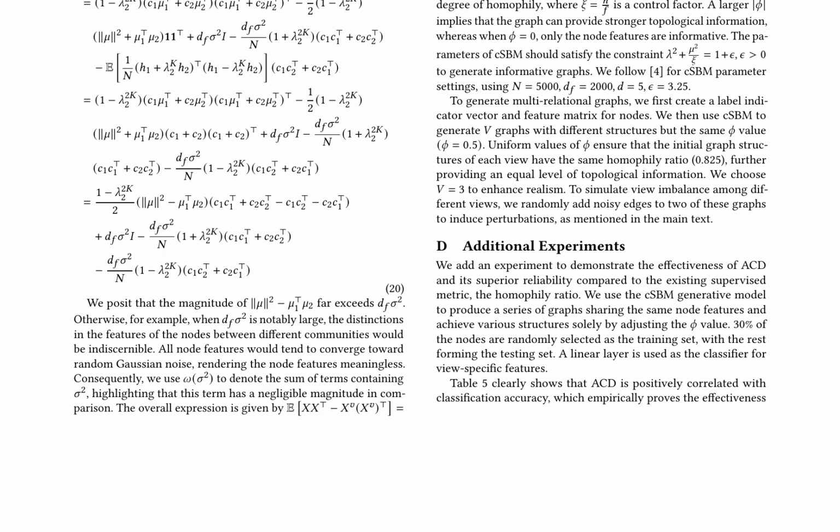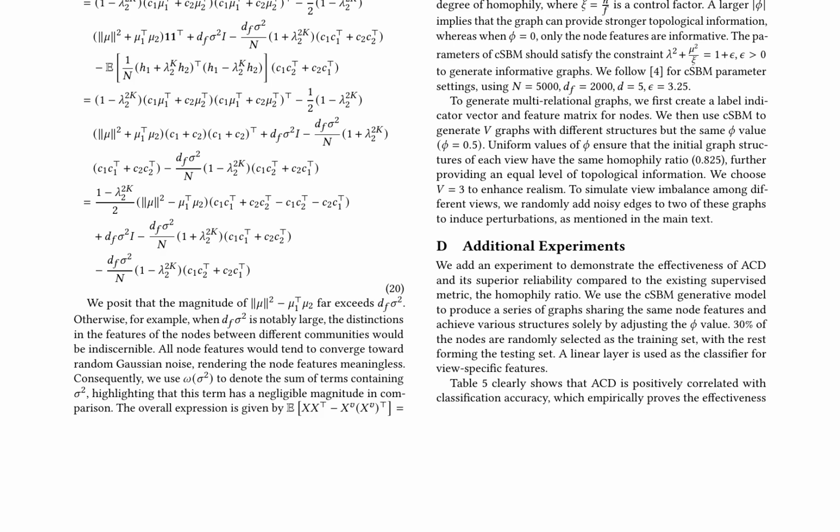The paper also proposes a synthetic dataset generation method using the multi-relational CSBM model, where graphs are generated with different structures but the same homophily ratio. This ensures that the initial graph structures of each view have equal topological information, enhancing realism in the experiments.